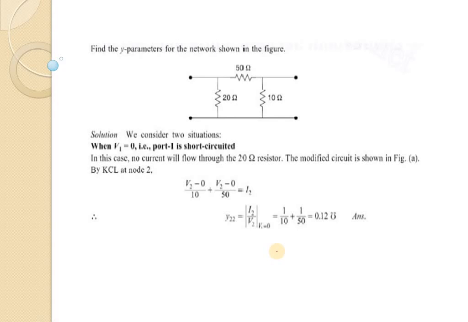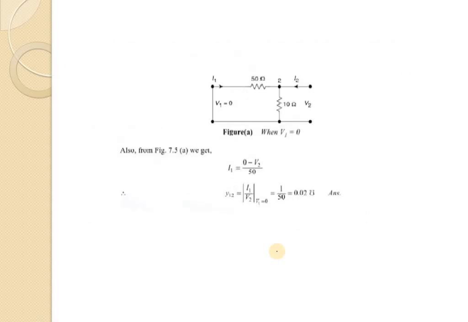When V1 equals to 0, that is port 1 is short circuited. In this case, no current will flow through the 2 ohm resistor. No, this is not 2 ohm, this is 20 ohm resistor. And the modified circuit is shown in figure A. And this is the modified circuit, and we have applied KCL at node 2, that means in this point.